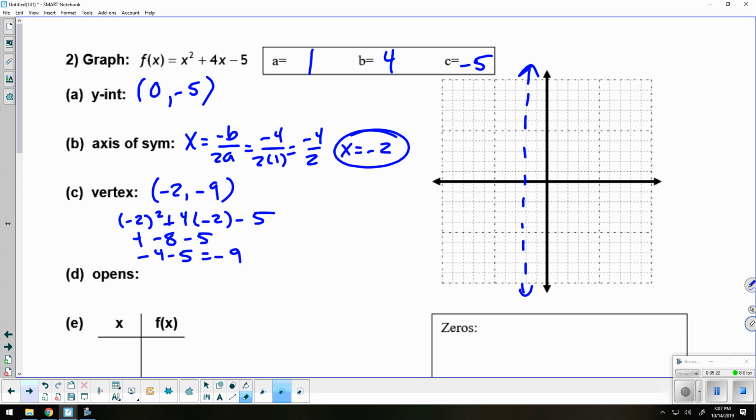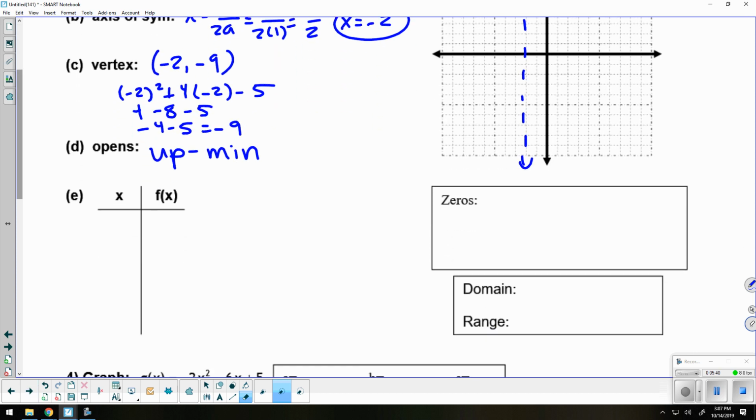So there's our vertex. Is this going to open up or down? Is it going to be a max or a min for our vertex? It should open up because our a value is positive. So as long as you have a positive a value, it should be opening up, which means you're going to have a minimum. So our vertex, that -2, -9, should be the lowest point on our graph. Again, nothing should be lower than that point. That's our minimum.